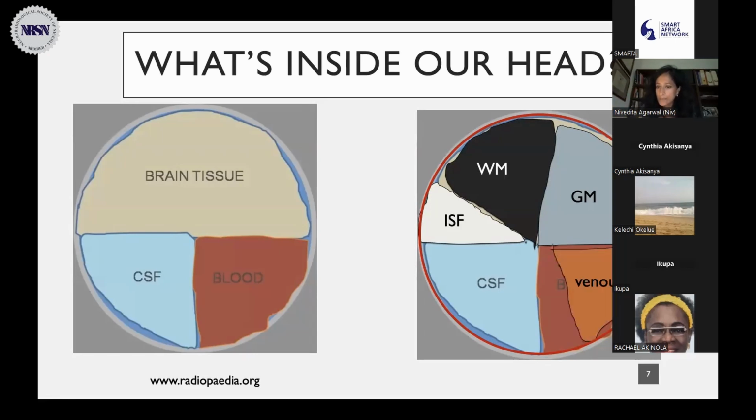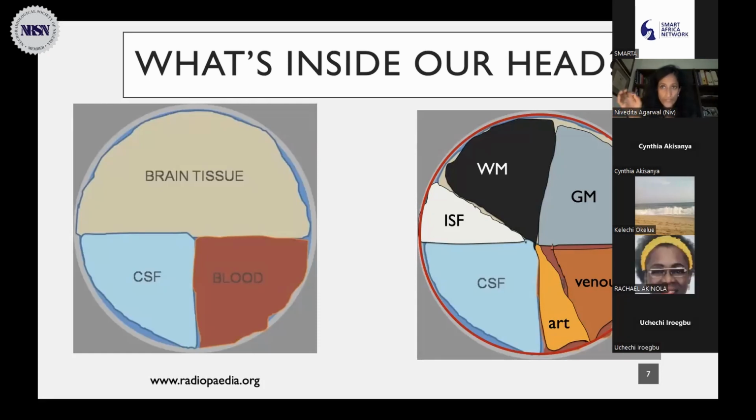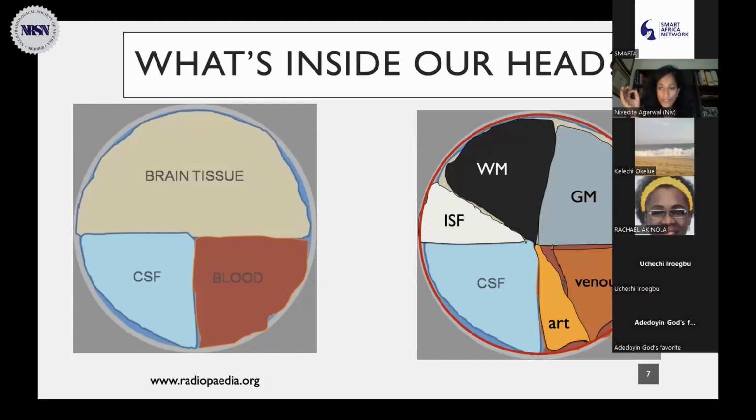Blood can be subdivided into a venous compartment and an arterial compartment. The venous blood is more than the amount of arterial blood in the brain. 70% of the total blood in the brain is venous. Very important, because venous vessels are collapsible, arterial vessels are not. Venous vessels are more variable, arteries are fixed.